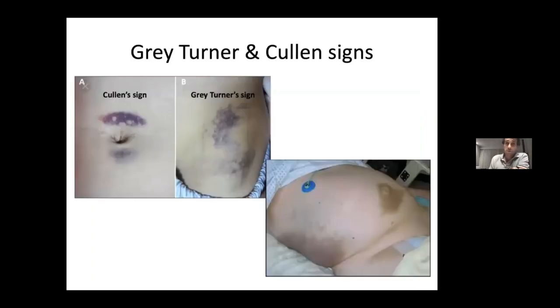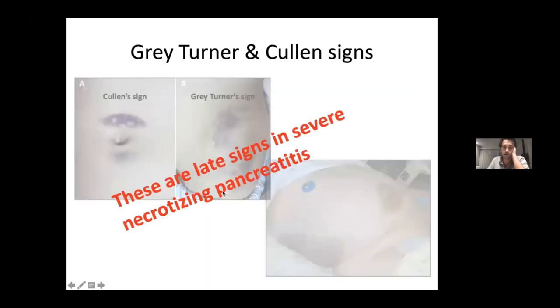You may have heard of the Grey Turner and the Cullen signs. I mention these because they are so often mentioned when it comes to pancreatitis. The Cullen sign is a hematoma around the belly button, and the Grey Turner sign is a discoloration or hematoma in the flank. This is often associated with very severe necrotizing pancreatitis, or sometimes with bleeding. These are late signs of severe necrotizing pancreatitis, and it's obviously not something one would see in a patient that comes with early onset pancreatitis in ED. But I'll just mention it because a lot of textbooks talk about this.